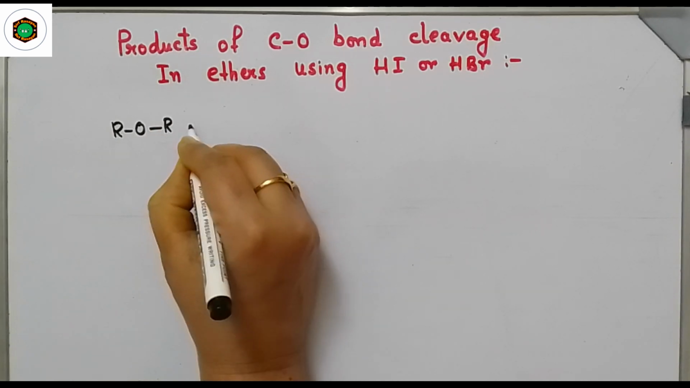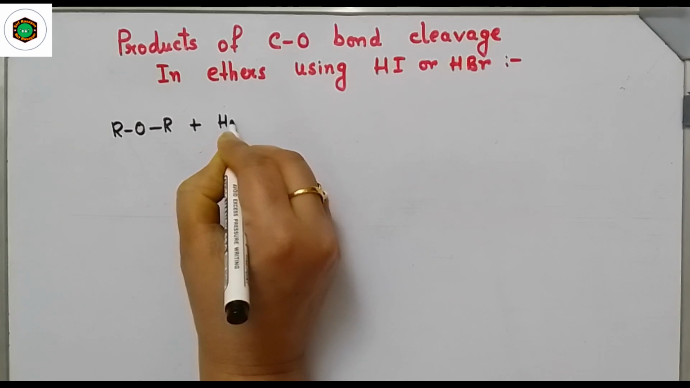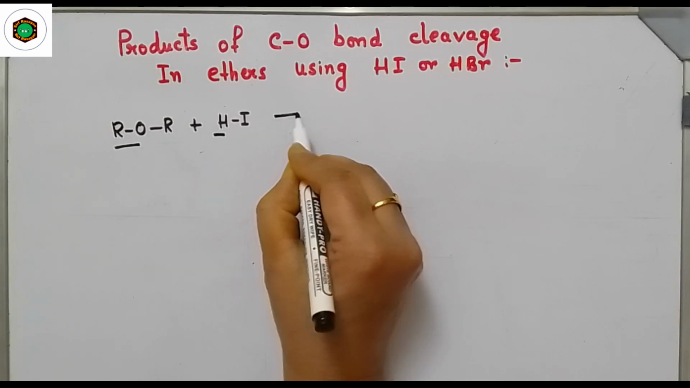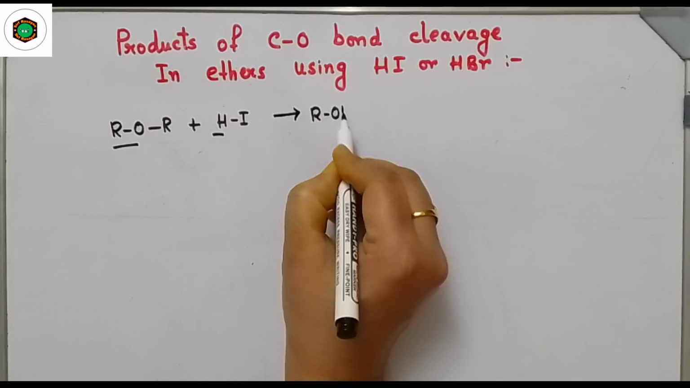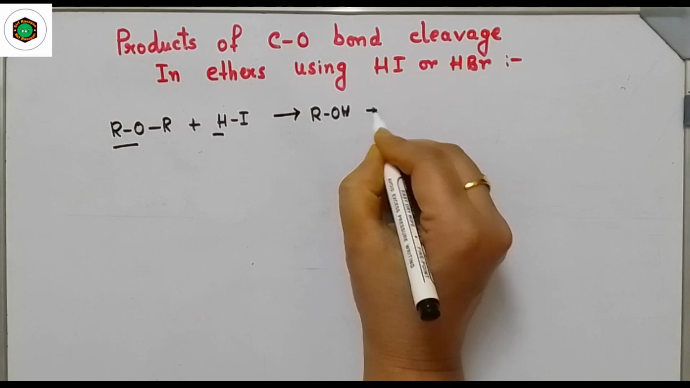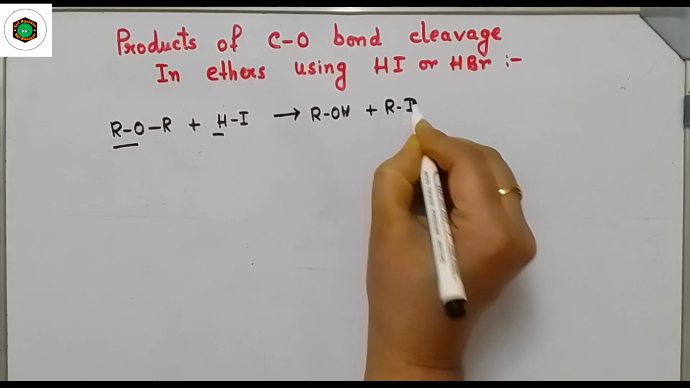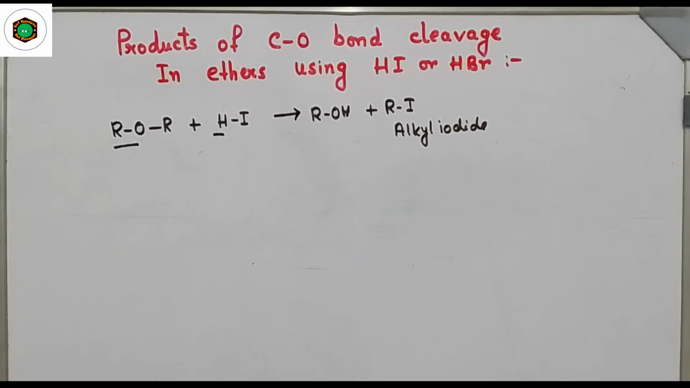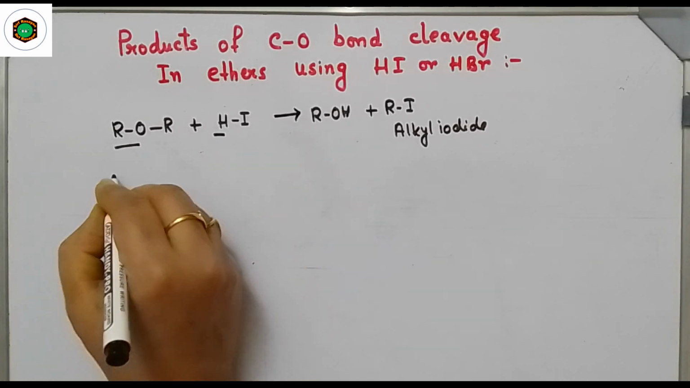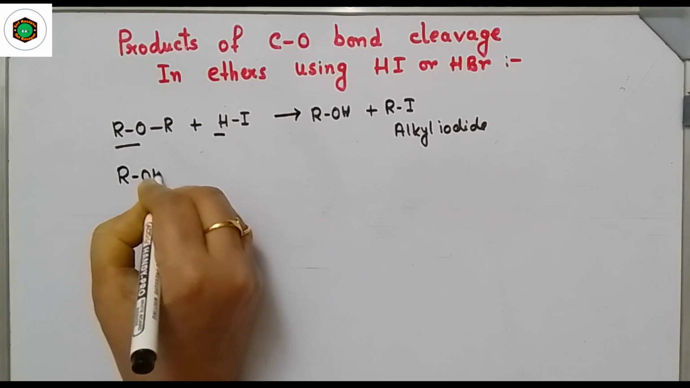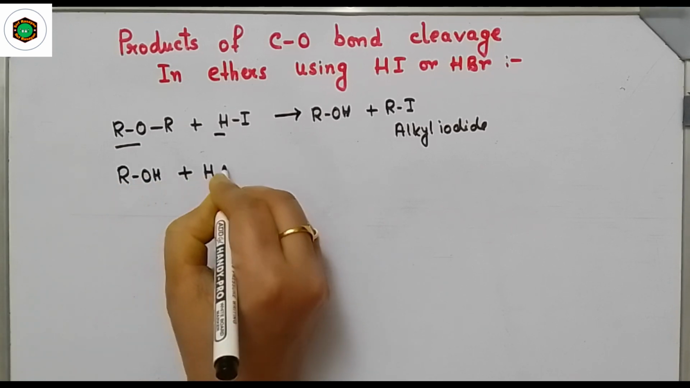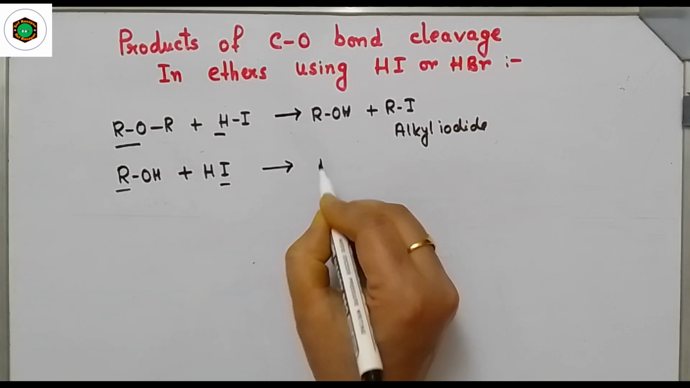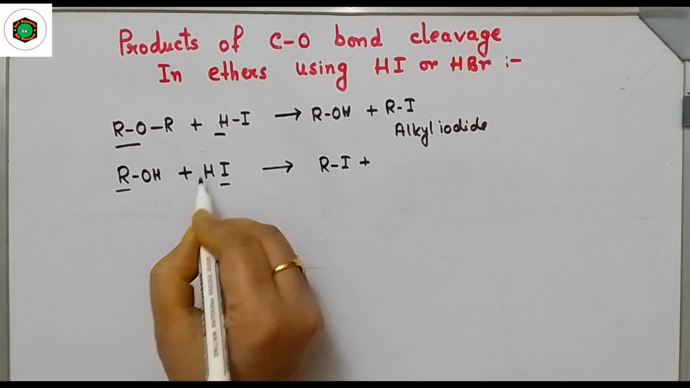But if you are using HI or HBr in limited amount, what will happen? This is ether, we are treating it with HI suppose. From here we will get ROH, means alcohol, and RI, means alkyl iodide. Now if you use excess HI, what will happen? This ROH reacts further with HI and it will give another molecule of RI plus water.